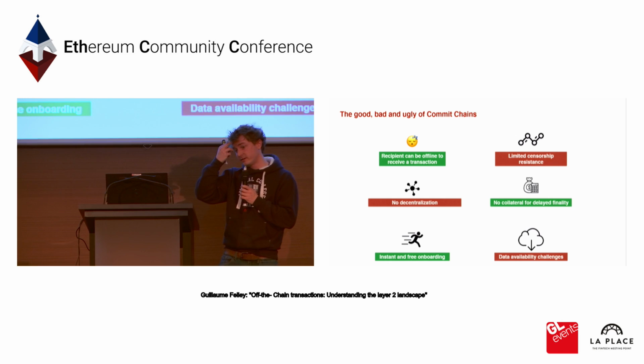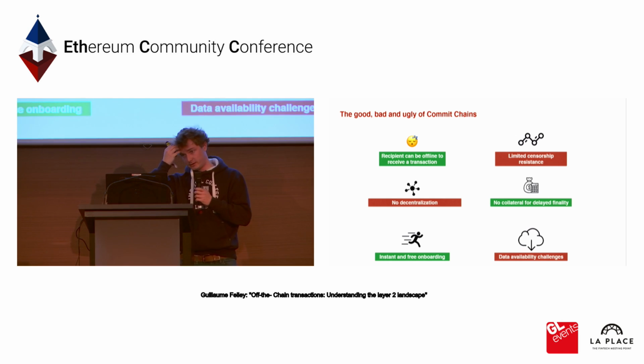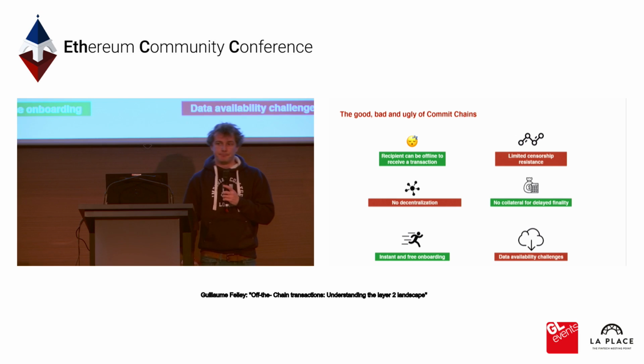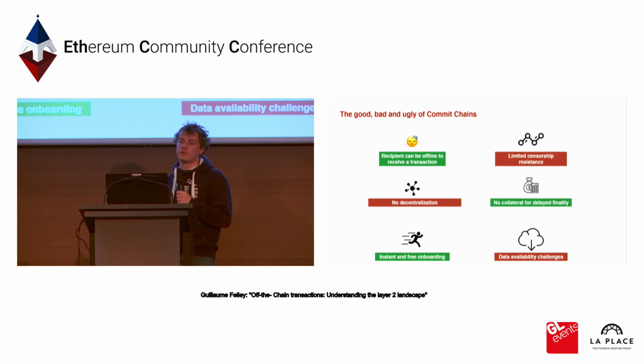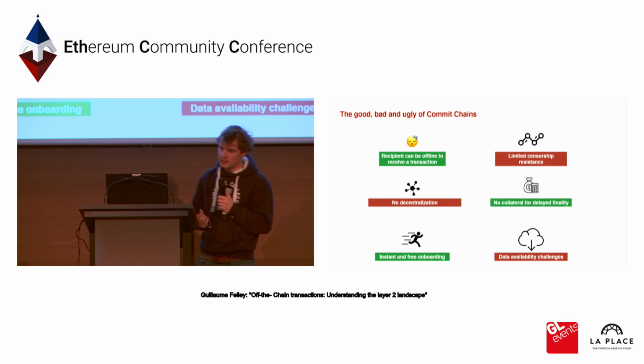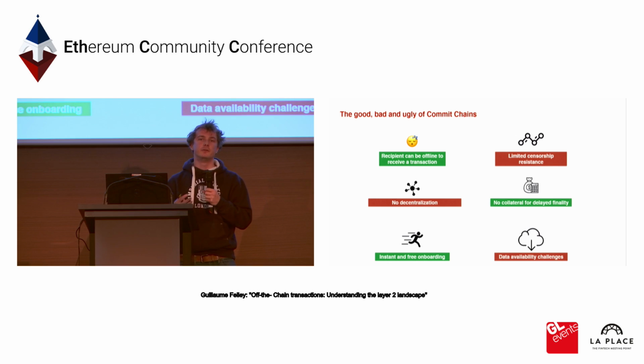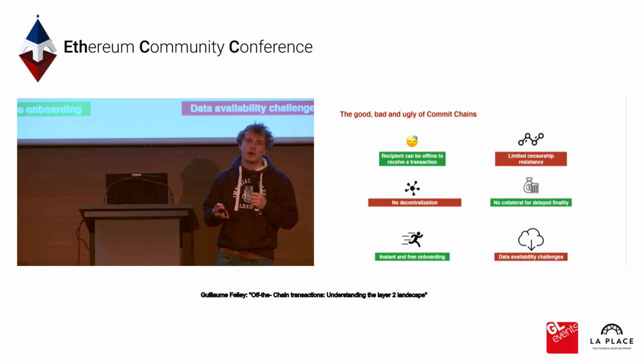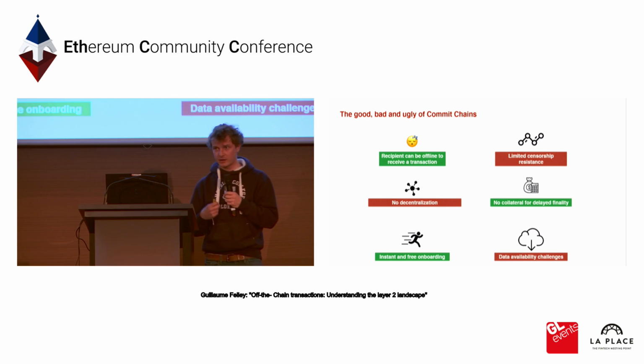Okay, so commit chains, what are the advantages and the cons? The recipient can be offline when receiving a transaction. This is kind of nice because that's the UX you get out of current blockchain transactions. But if you look at payment channels, for example, the recipient needs to countersign. So the recipient needs to be online. I cannot send you money if you're not online.